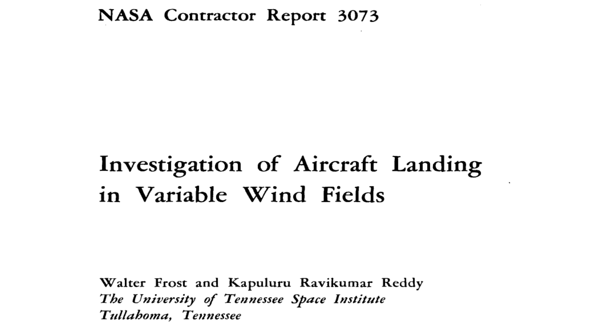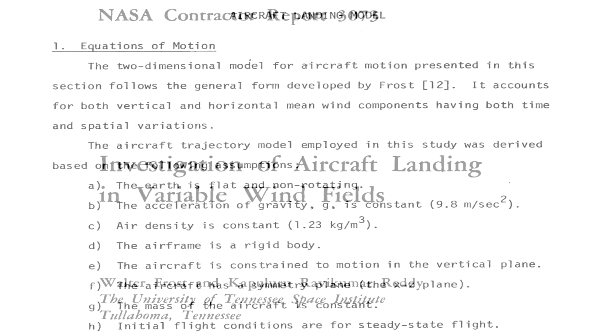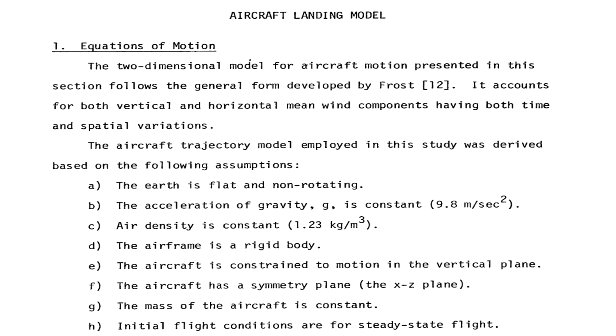6. A NASA contractor report from 1978 titled Investigation of Aircraft Landing in Variable Wind Fields, covering equations of motion for the effects of wind on aircraft landings, stated on page 6, "The aircraft trajectory model employed in this study was derived based on the following assumptions. A. The Earth is flat and non-rotating." Why does NASA keep assuming the Earth is flat and non-rotating in its technical papers, but keep telling the public it's round and rotating in their press releases?